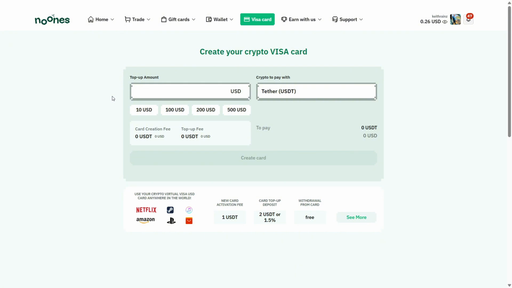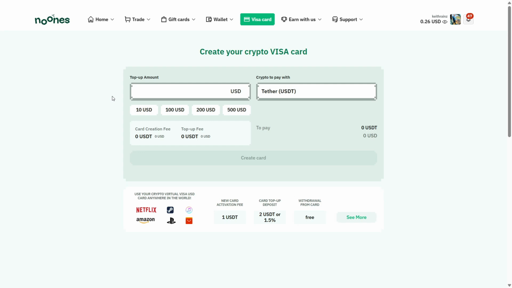There are no fees. Also, when adding money to this wallet, there is a fee of 2 USDT or 1.5%. I think in this case, whichever is greater becomes the fee. So I know I said that it's free. Well, yes, it is free, but you still have to pay an activation fee, which is just once, of 1 USDT, which is pretty affordable, I think, for everyone. So I think this is the best that you can get.